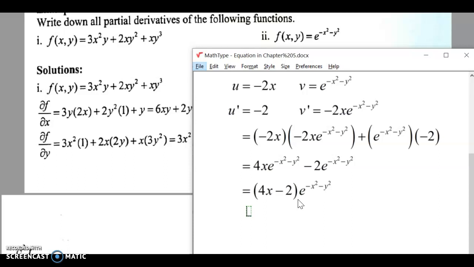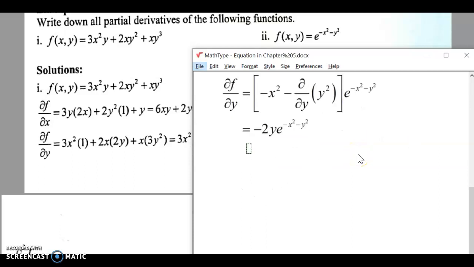Now let's go to y. We do the same thing as what we did before, which is differentiate the exponent, but now in terms of y. It means that we are going to differentiate y rather than x. So we consider this not exist. So for this one, we become negative 2y, negative 2y e to the power of this.